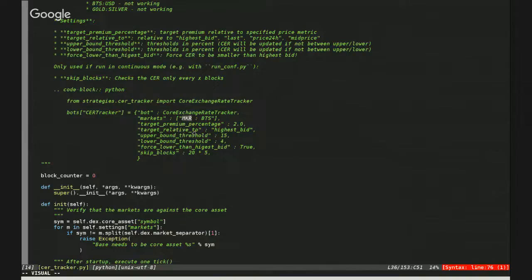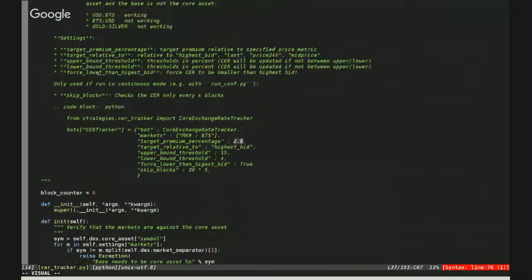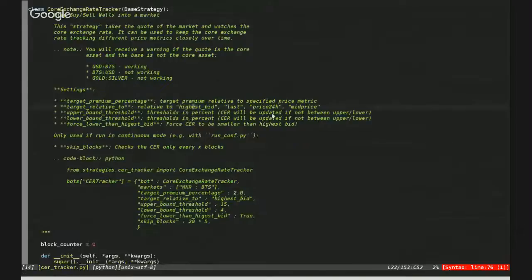And this is kind of all the parameters that you can define. For instance, the target, what the core exchange rate should actually be. For instance, I could say it should be the highest bid plus 2%. That's what's stated over here. You can have some other parameters as well. For instance, instead of highest bid, you can have last order, price 24 hour, or mid price between highest bid and lowest ask or something.